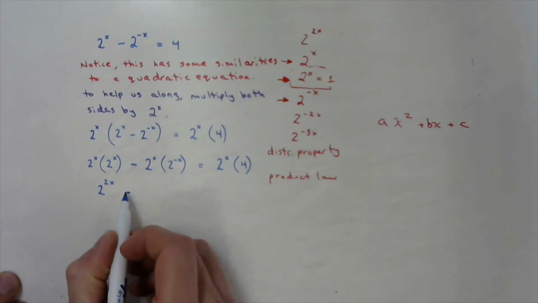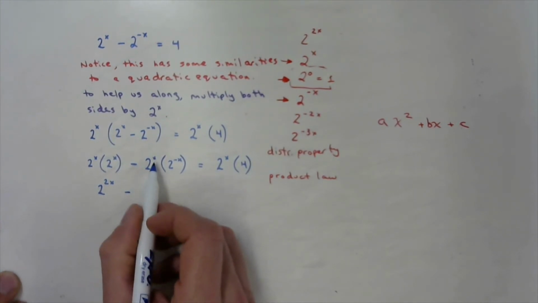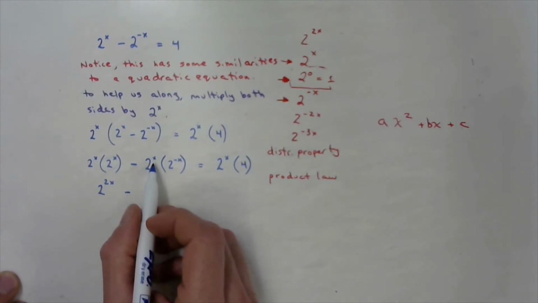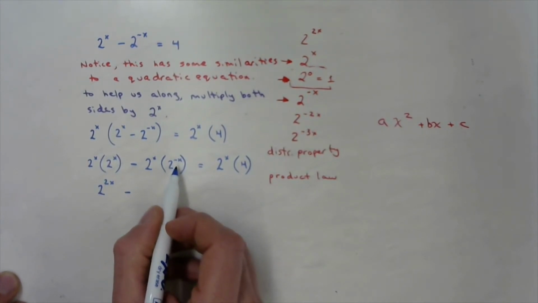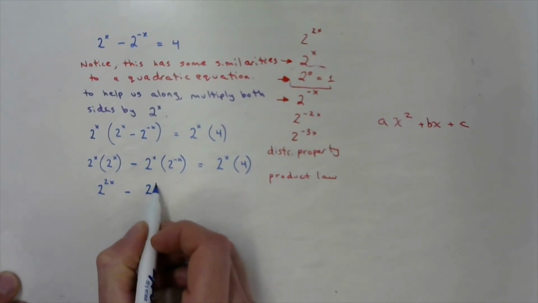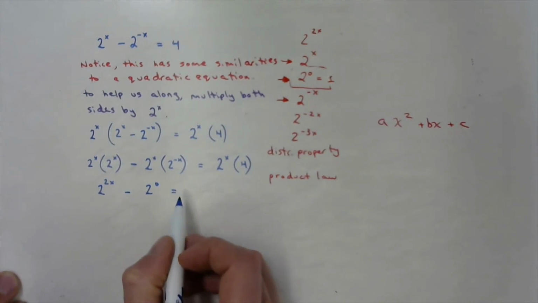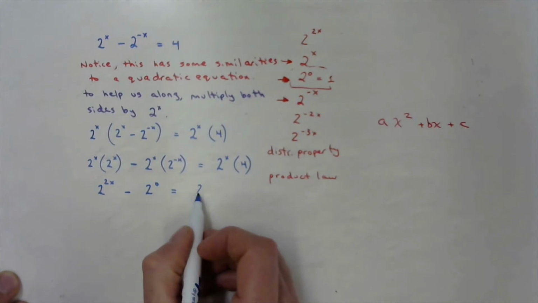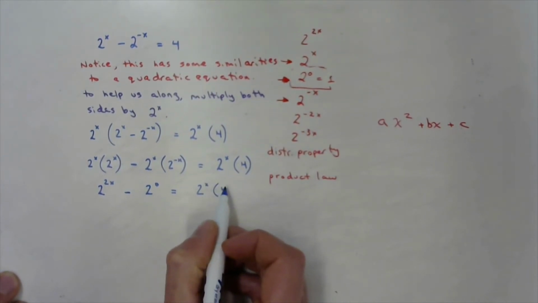Here we have 2 to the power of x times 2 to the power of negative x. Product law says I can add those exponents. x plus negative x is actually 0. This is going to give me 2 to the power of 0. And over here, 2 to the power of x times 4, that can just stay.